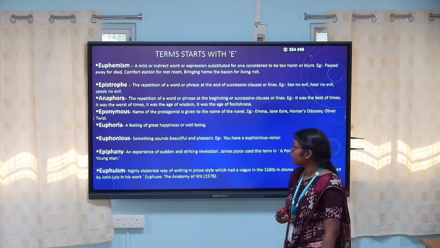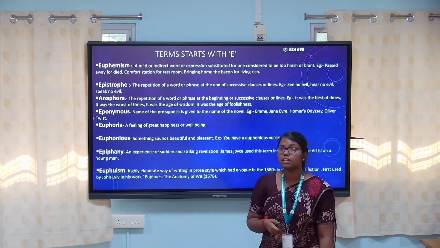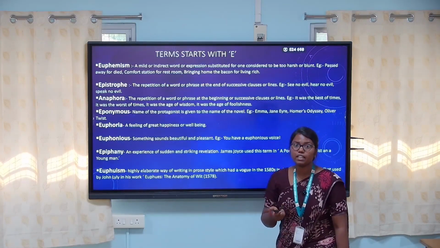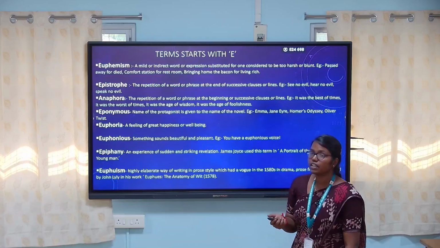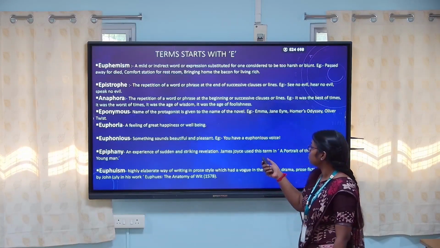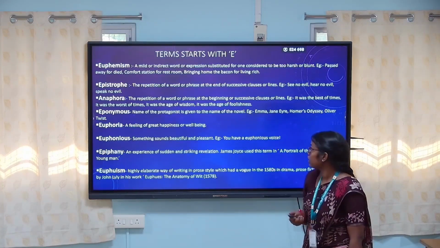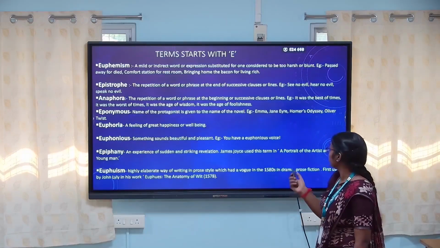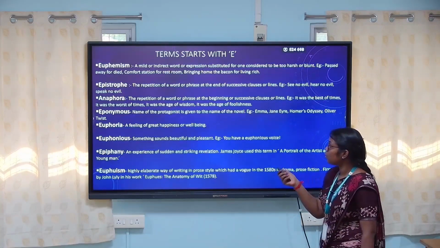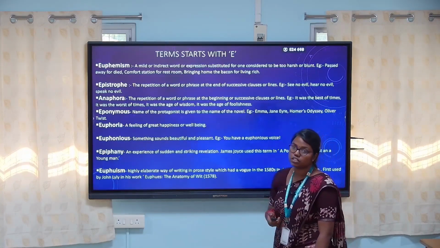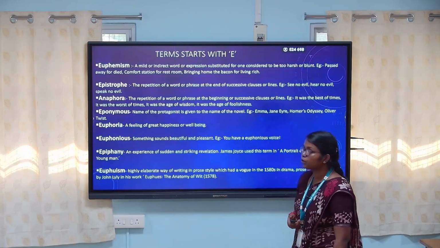The next is eponymous. Eponymous is nothing but when the name of the protagonist or any other character inside the novel is given as the name of the novel. For example, the name of the protagonist is given as the name of novels like Emma, Jane Eyre, Homer's Odysseus and Oliver Twist, etc.